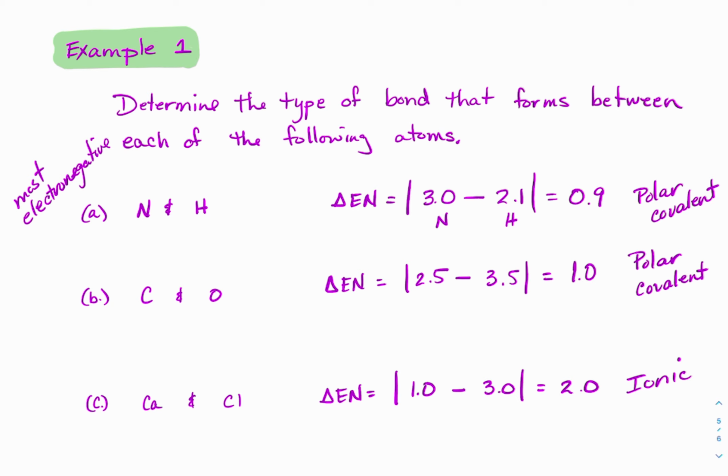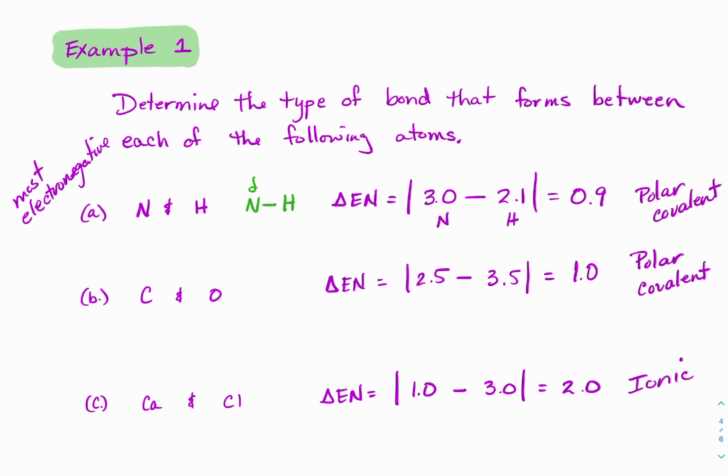So we might write the bond and it looks something like this. We'll write nitrogen with the bond and hydrogen. And since the electrons, which are negatively charged, hang out with nitrogen more often, it will have a partial negative charge, while hydrogen will have a partial positive charge. For the next problem, carbon to oxygen, you can do the same thing, but this time the oxygen has a greater electronegativity than carbon, so the oxygen will have a partial negative and the carbon a partial positive.